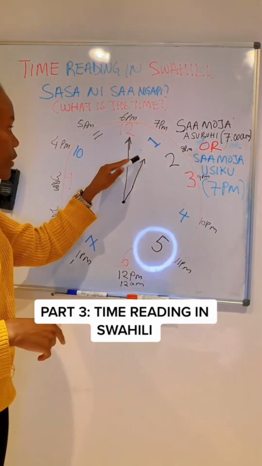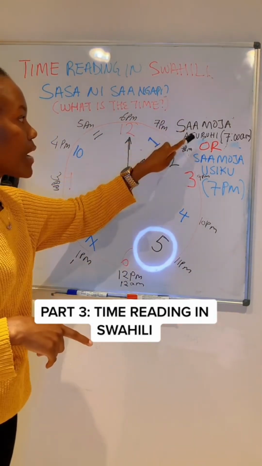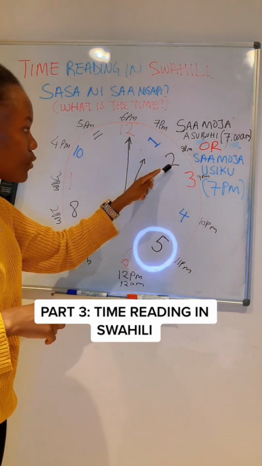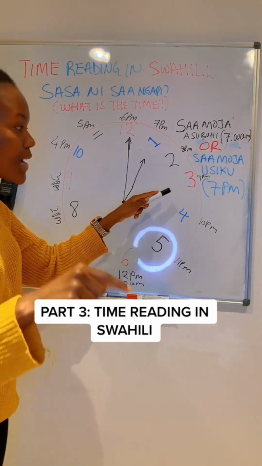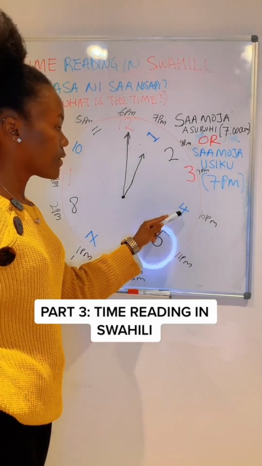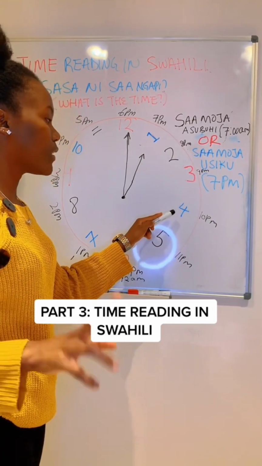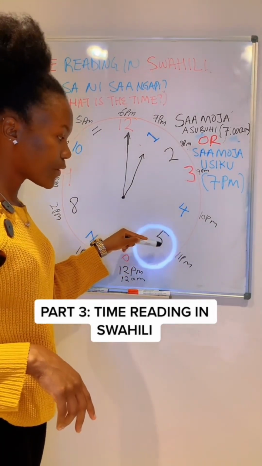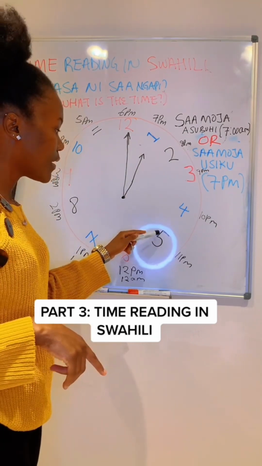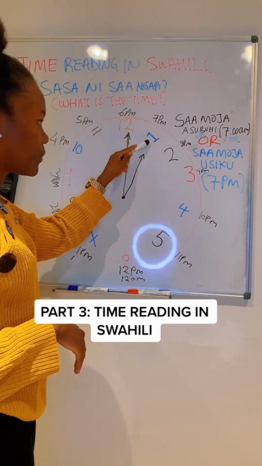So if the clock is pointing here, it's in the morning, it's 7 a.m. In Swahili, we read this as saa moja asubuhi. If it moves to here, we read it as saa mbili asubuhi. Then it comes here, saa tatu asubuhi, which is 9 a.m. When it comes here, this is saa nne asubuhi, like 10 a.m. in the morning. It moves here, saa tano asubuhi, which is 11 a.m. in the morning.